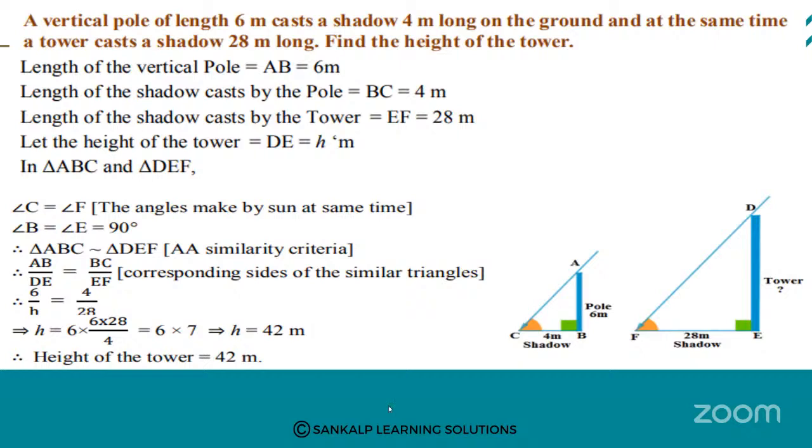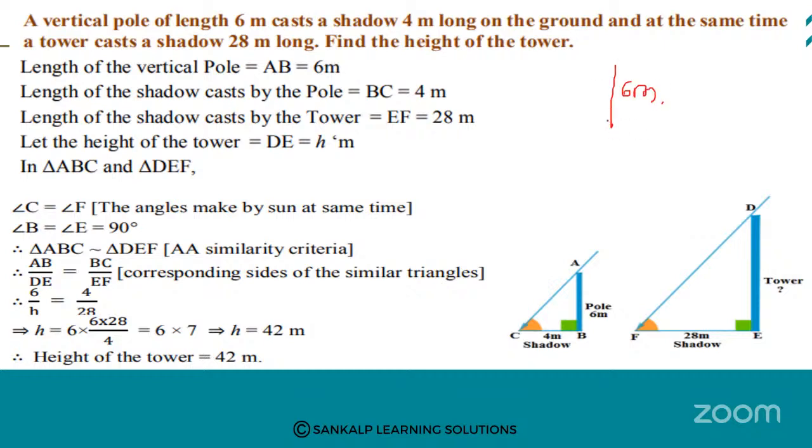A vertical pole of a length 6 meter casts a shadow 4 meter long on the ground, and at the same time a tower casts a shadow 28 meter long. Find the height of the tower. Okay. So what they have given, one pole is there. A pole means a column. Pole height, how much is it? That is 6 meter.